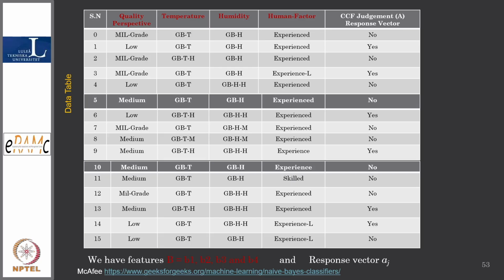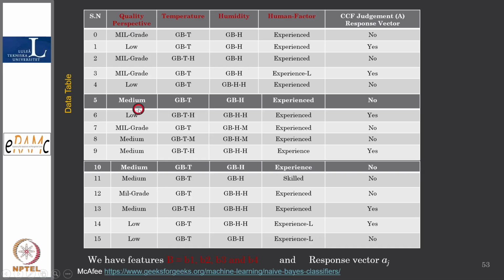So I have this quality: military grade component. That means the component fabrication itself has followed some standard method, so it is the highest quality. Then there could be a low quality component, that means we got it from a local manufacturer. So one is high grade, one is low grade, and one is medium grade component.